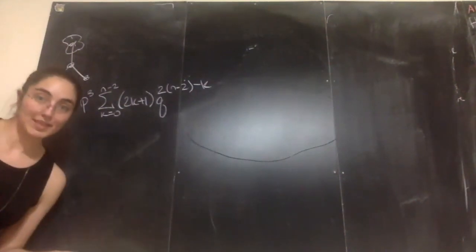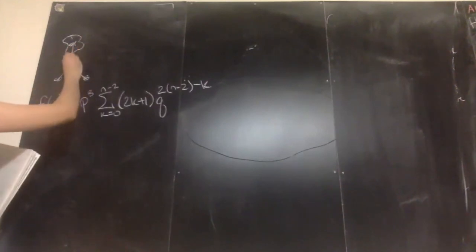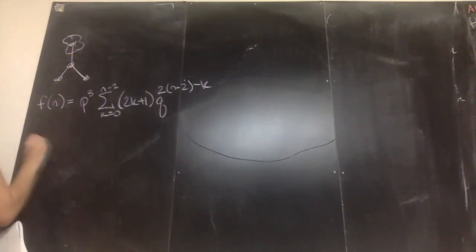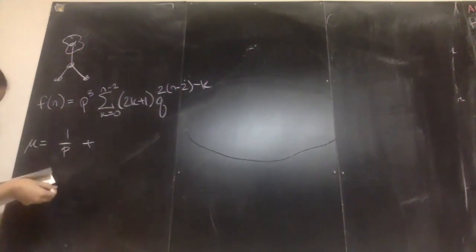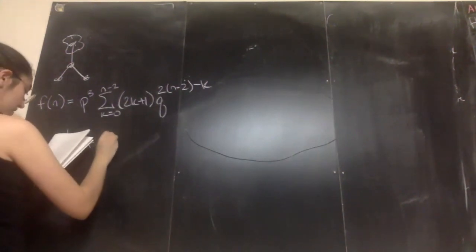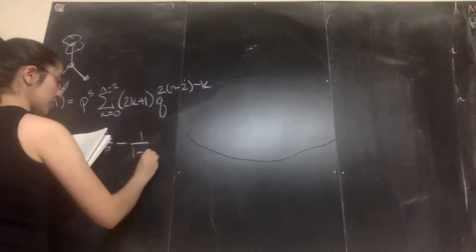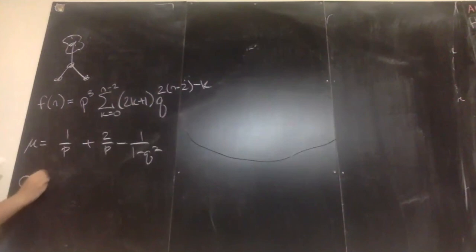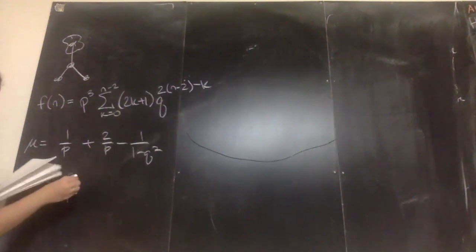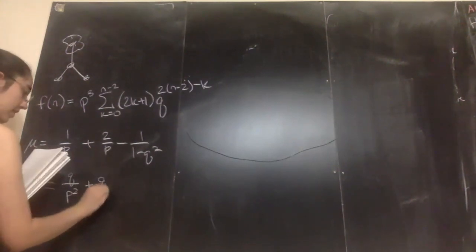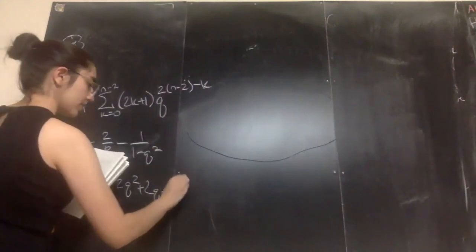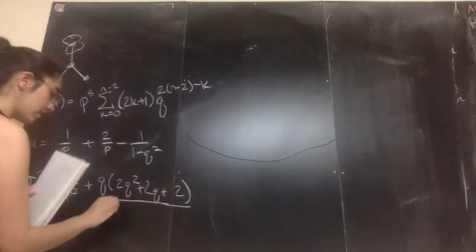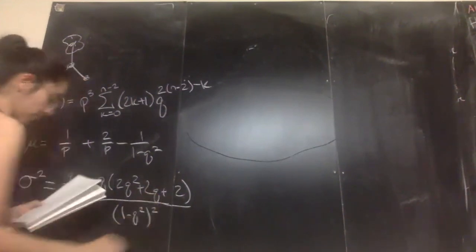But because we also have the gluing theorem, we know that mu of this graph is equal to 1 over p plus 2 over p minus 1 over 1 minus q squared, and that sigma squared of this graph, the variance, is equal to q over p squared plus q times 2q squared plus 2q plus 2 all over 1 minus q squared squared.